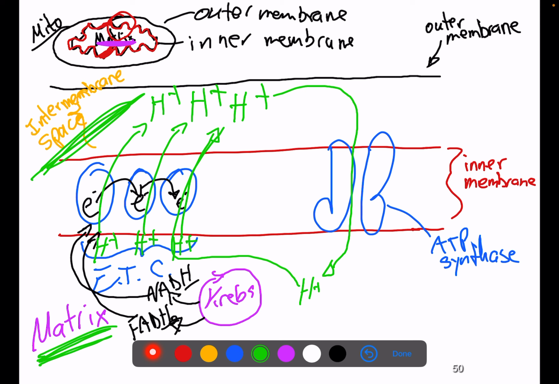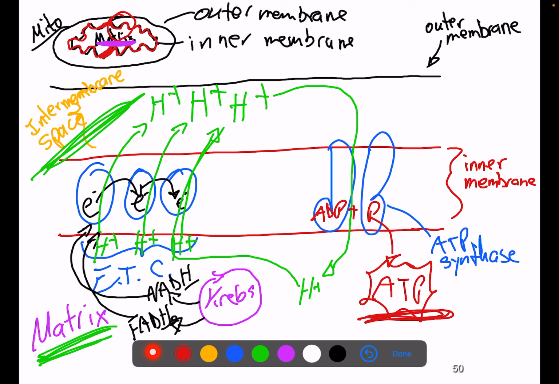Okay, while all this is happening, right, ADP and phosphate are being linked to create the oh so important ATP. So that's the purpose of the hydrogens going from high concentration to low. It's all providing energy so that you and I can make that ATP.